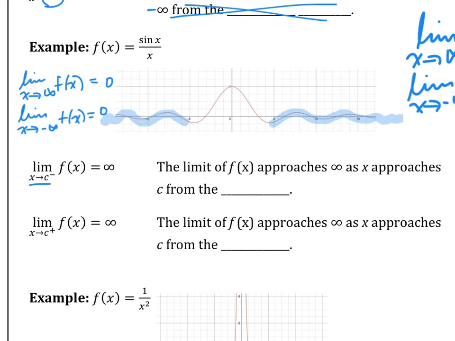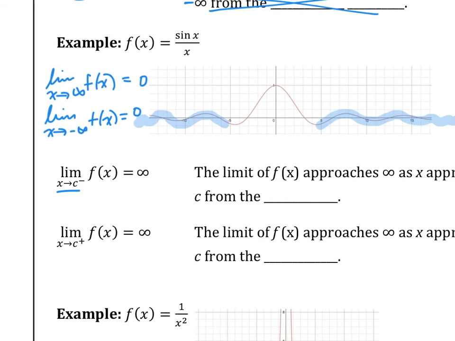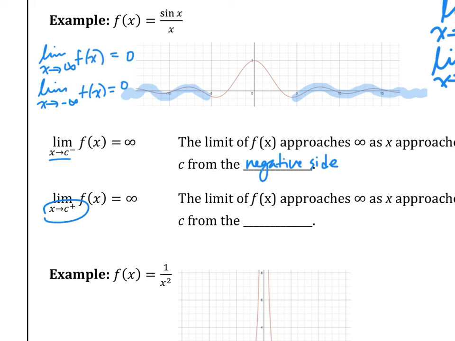So this one that we're looking at here says x is going to c from the negative side and y is going to infinity. So this is c from the negative side. And then this one is x going to c from the positive side, y is going to infinity.